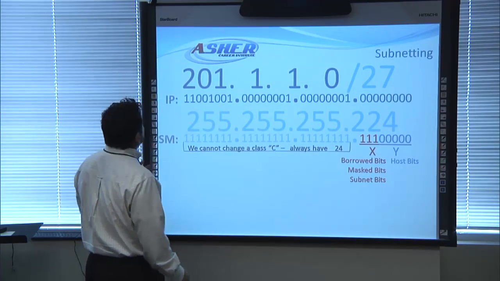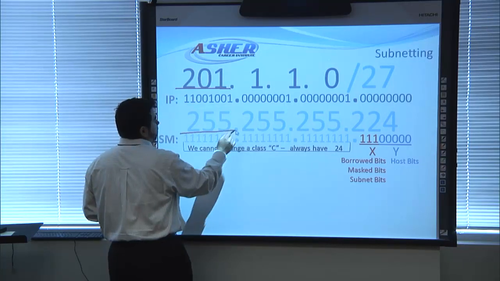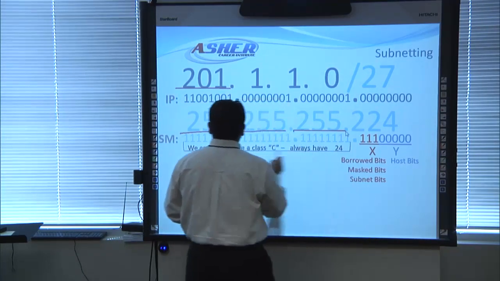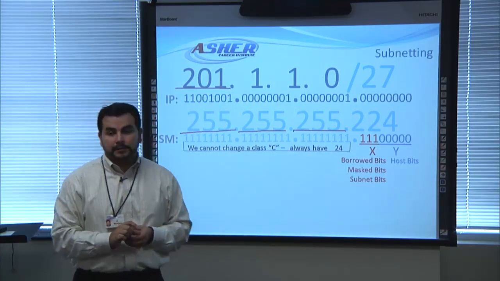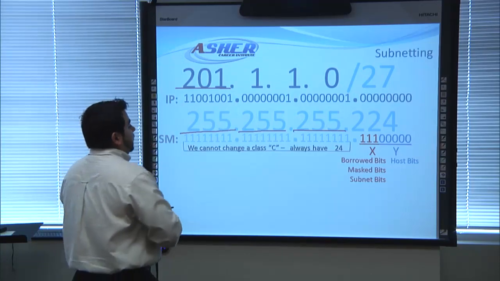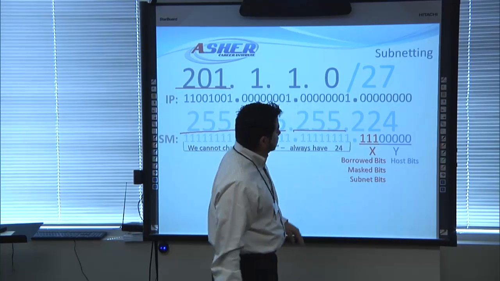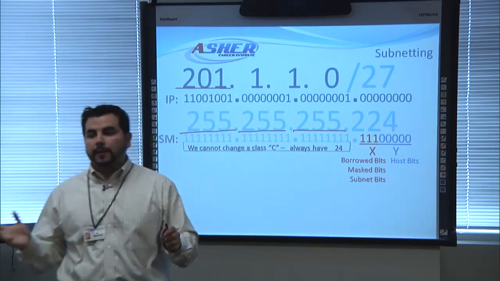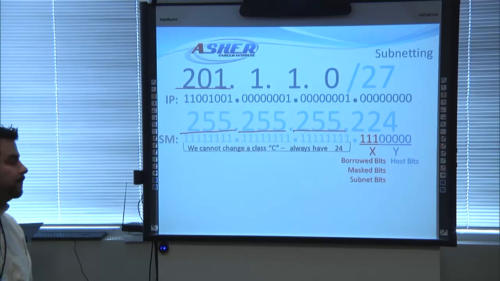Now, we were talking about earlier that this 201 was telling me that this is supposed to be there, that is supposed to be there, and that is supposed to be there. You know, a class C always has 24 ones in it, in the subnet mask. Now, these extra ones are known as borrowed bits. They're also known as mask bits, subnet bits. You're going to hear them called a lot of things. They're oddballs. That's what they are. They're ones that are supposed to be zeros.